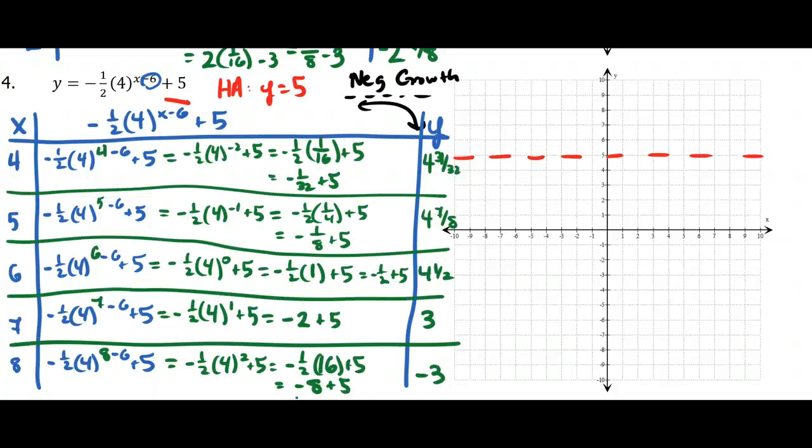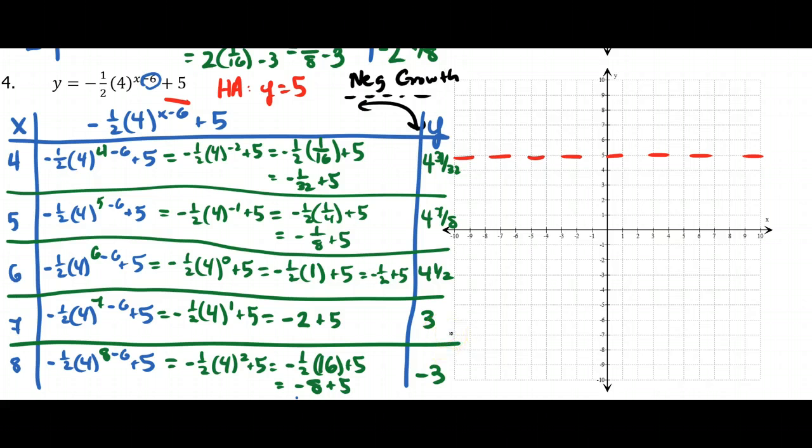Okay, so go ahead and check your y values for me, see if you got the same things that I got. So 4 and 31/32 is what I got. Okay, very, very close to 5. And then as you go down, 4 and 7/8, 4 and 1/2, 3, and then negative 3.